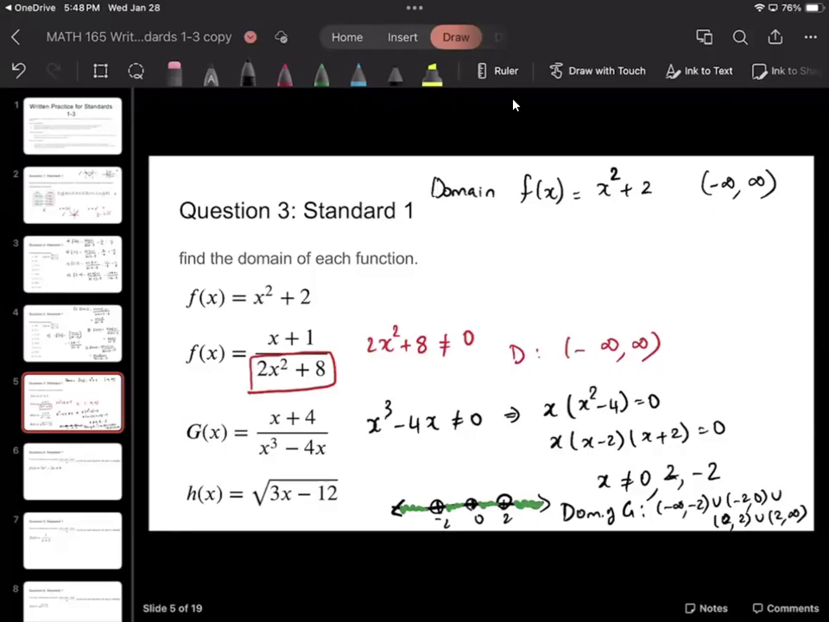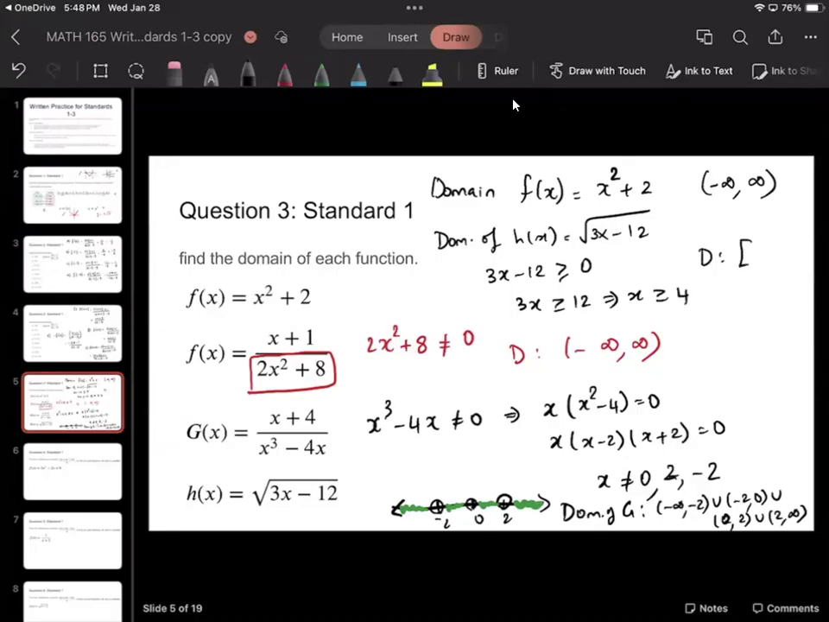The last one, the domain of h of x, which is the square root of 3x minus 12. Now we have an even radical. For an even radical, what I need to make sure is that the expression within the radical always stays a non-negative number, which means greater than or equal to 0. So I solve, and x has to be greater than or equal to 4. So the domain will be 4 to infinity. Okay.